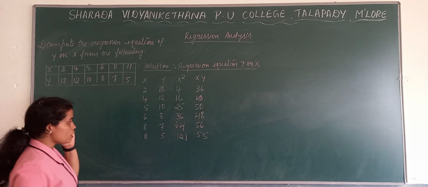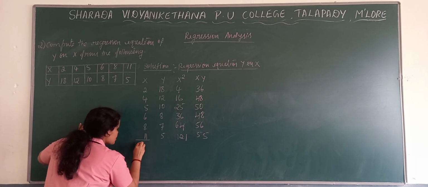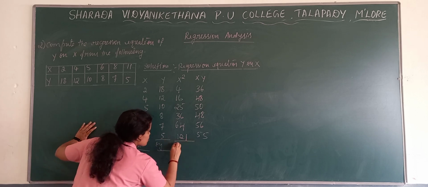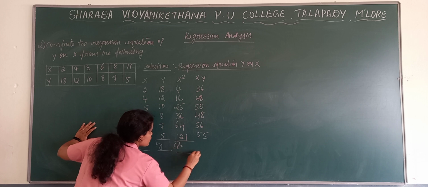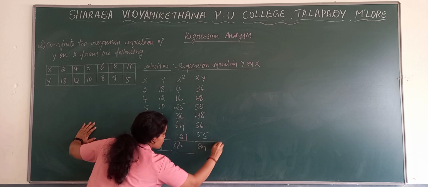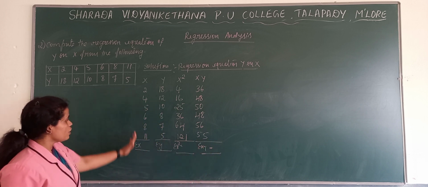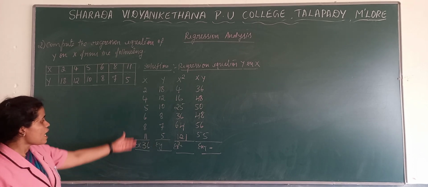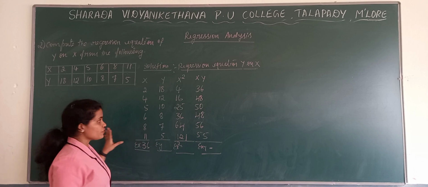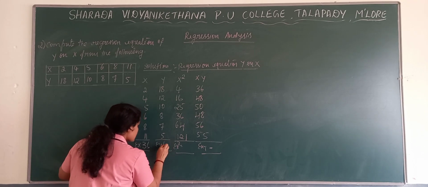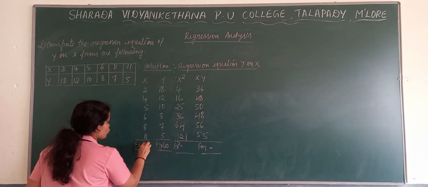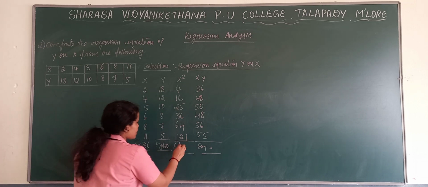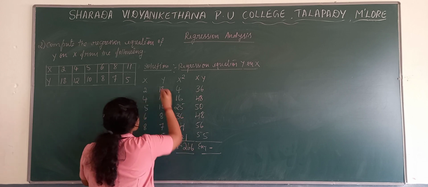Now we need to total all the columns: sigma x, sigma y, sigma x square and sigma xy. When we total the x column, we get 36, and if we total the y column, we get 60. When we total the x square column, we get 266.